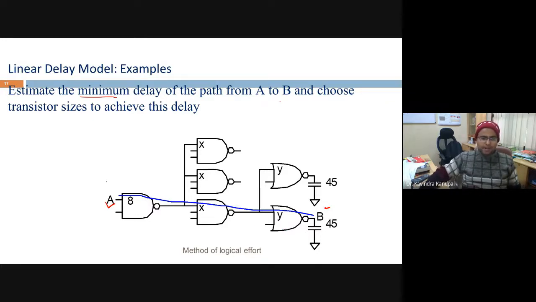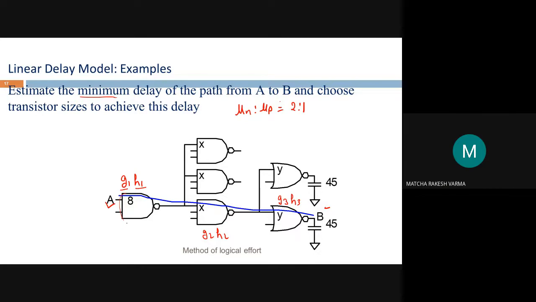Now, you know that this will have G1 and H1, as G1 will be the logical effort and H1 will be the electrical one. This will have G2 H2, this will have G3 H3, right? So if I say mu1 raised to mu p happens to be 2 raised to 1, then first tell me what is the G1? What is the logical effort of 2 input NAND? 4 by 3.